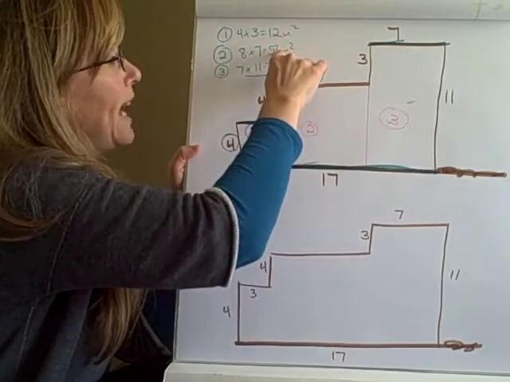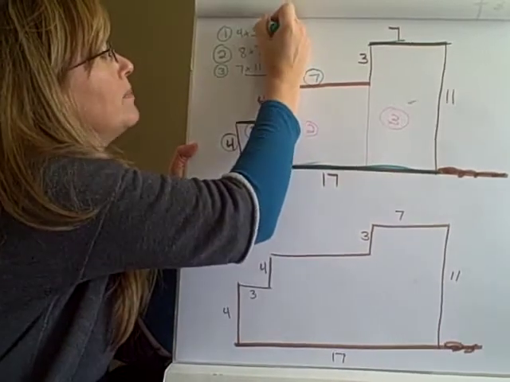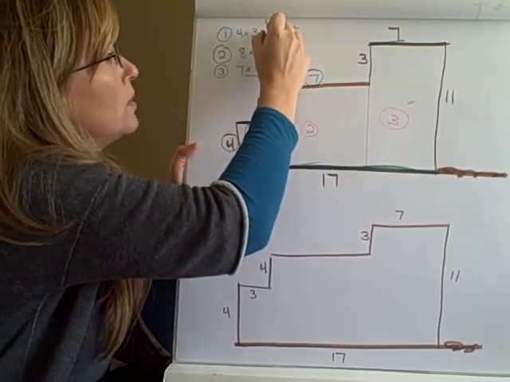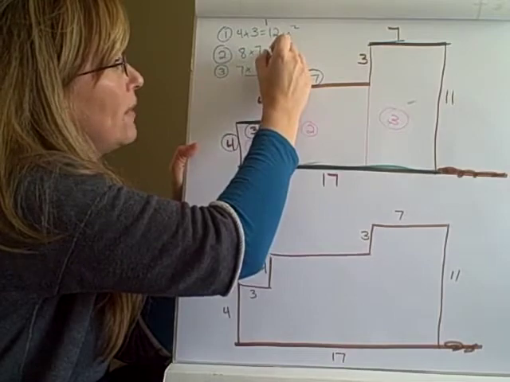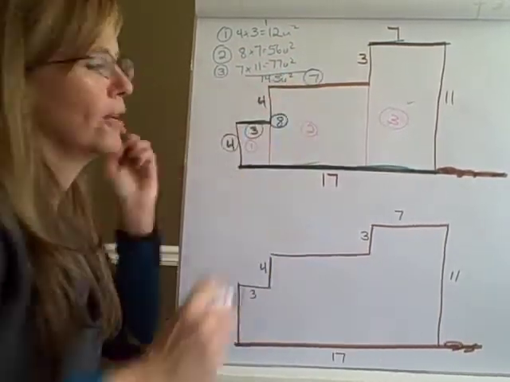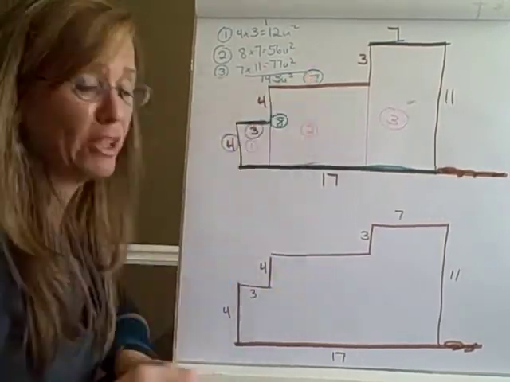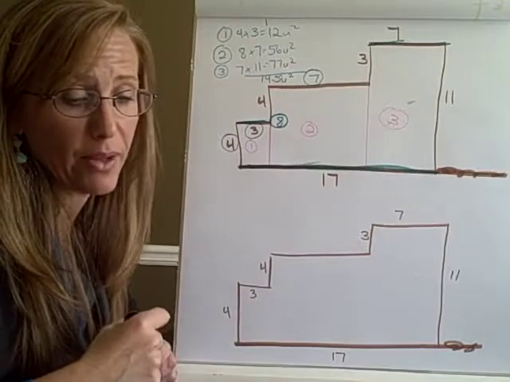2 and 6 is 8. 8 and 7 is 15. Carry my 1. 1 and 1 is 2. Plus 5 is 7. Plus 7 is 14. That gives me 145 units squared. Yeah, a little harder. The hardest part, though, is figuring out these two measurements. But it's doable if you analyze everything.